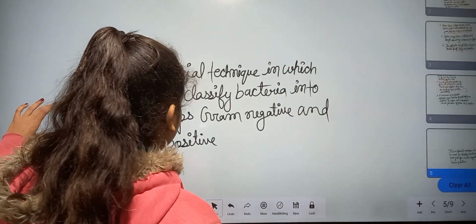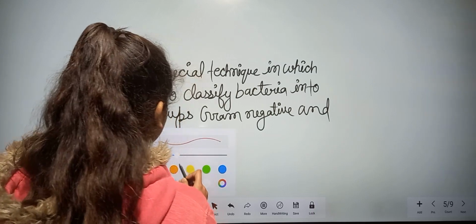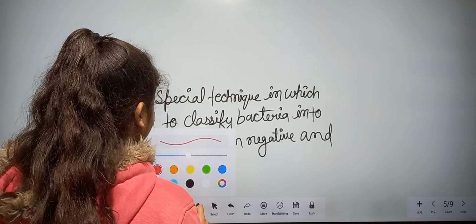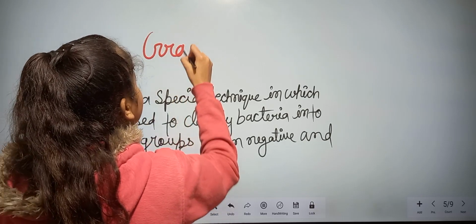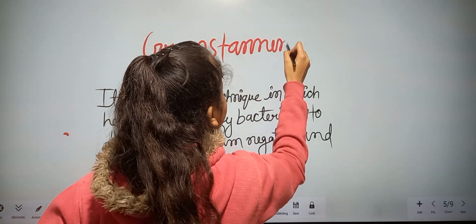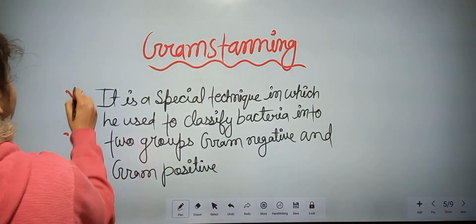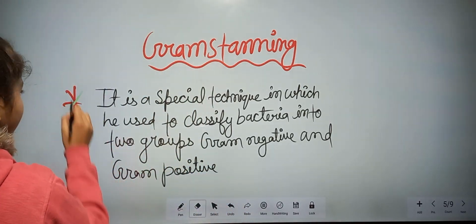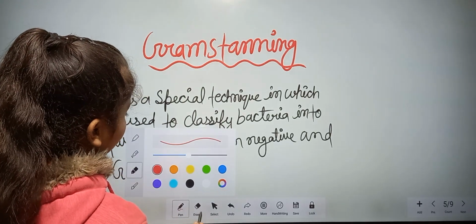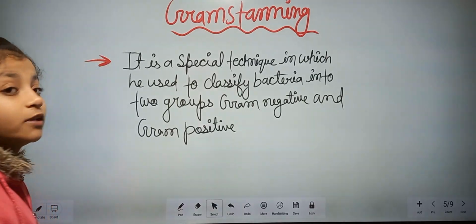Our next point, this is not a point, this is a new topic. This one is an example of gram staining. So what is this? Let's discuss. What is gram staining? This is a new point. You have to know that it is a new term.